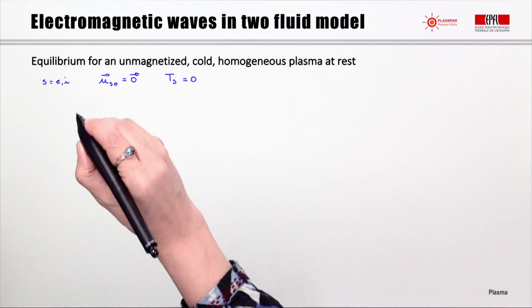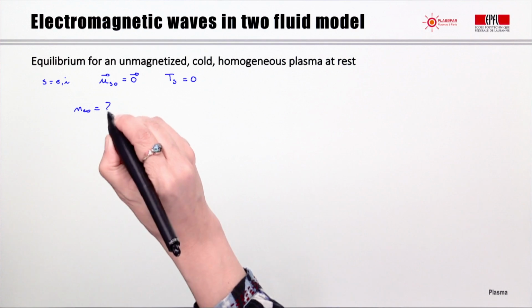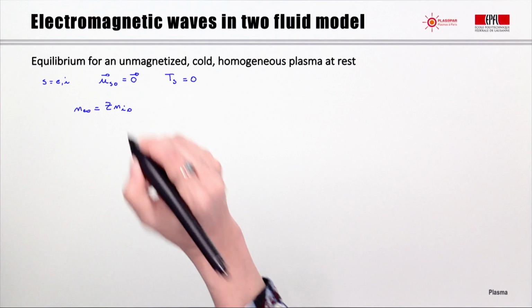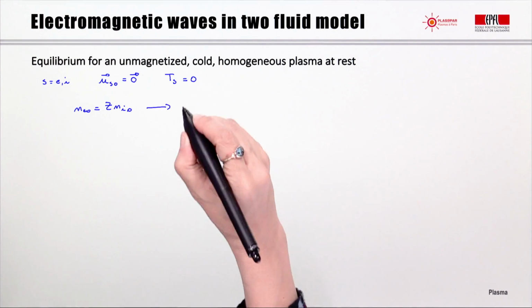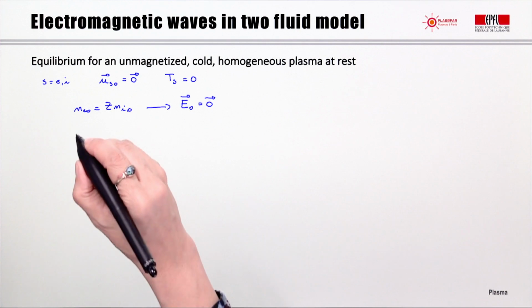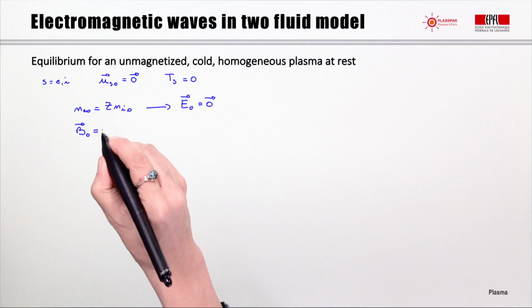Then we write the neutrality condition for a homogeneous plasma. This means that for both electron and ions, the density is constant and the total charge density is zero. In such a plasma, there is no electric field at equilibrium. Finally, the plasma is unmagnetized, so there is no equilibrium magnetic field.